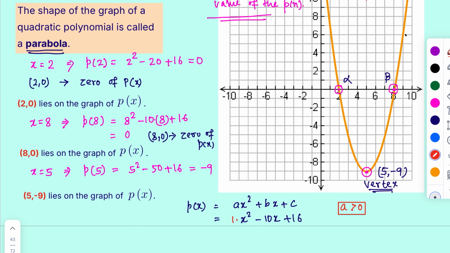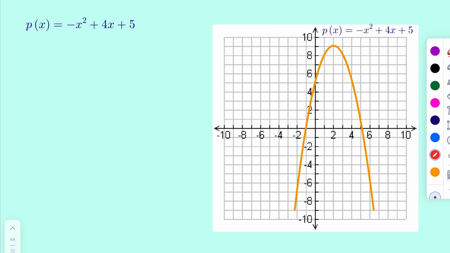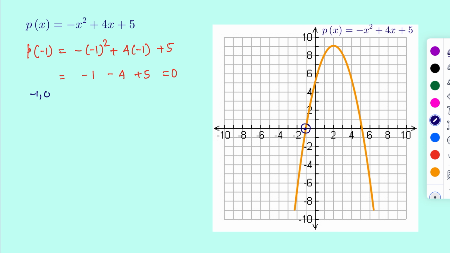Now consider the second case. P of x is equal to minus x square plus 4x plus 5. If we will take p of minus 1, we will get minus of minus 1 square plus 4 into minus 1 plus 5. So this will be equal to minus 1 minus 4 plus 5. This is equal to 0. So we will have this point, minus 1 and 0. So minus 1 and 0 is the 0 of this polynomial.